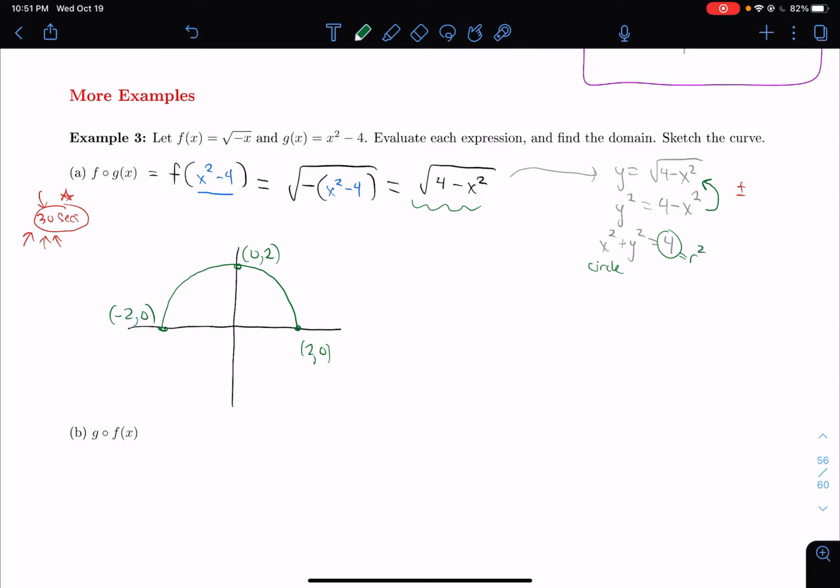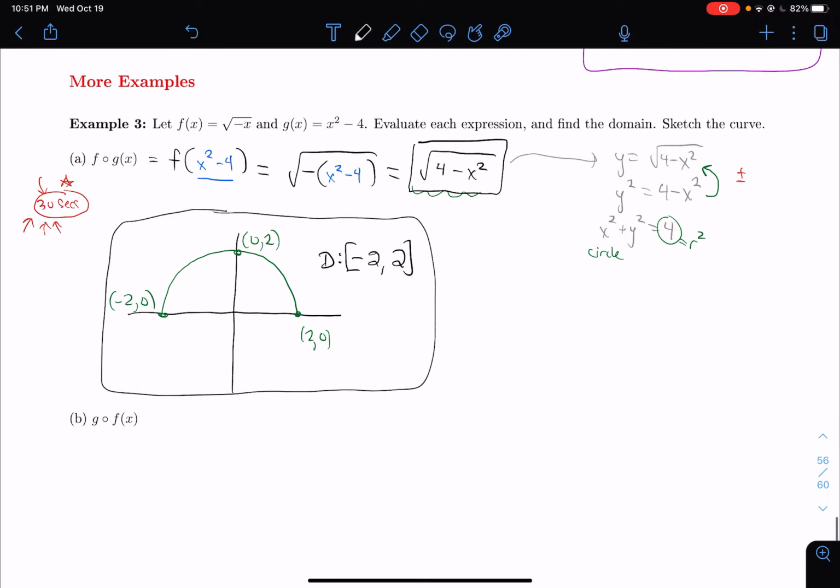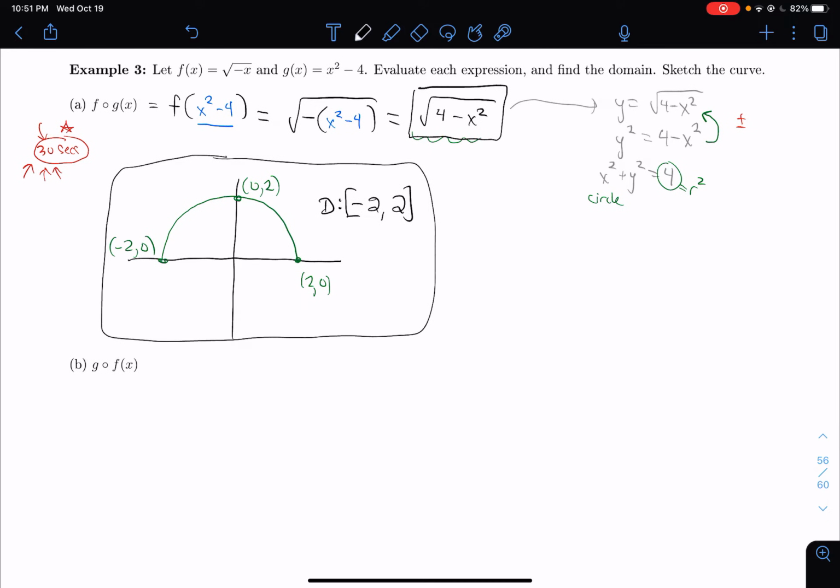And then having the picture, now it's easy to write the domain. The domain of this goes from negative 2 to 2. Brackets on both because those x values are included. Okay, so this is my graph. I got the domain. It also wanted me to evaluate the expression, which was this. Okay, so let's do another example. Part B now wants me to do it in the other order.